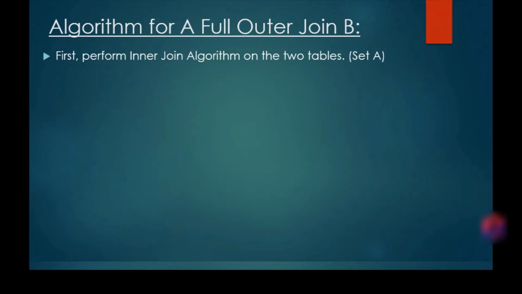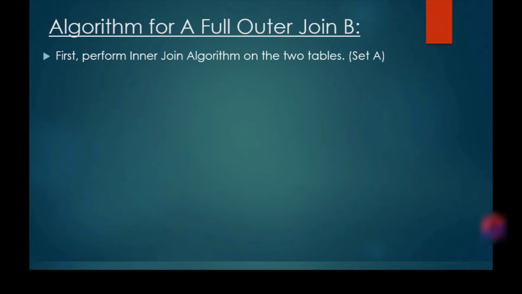But that's not all for full outer join. Full outer join is a combination of all the matching values that is being captured here in set A and all the non-matching values. Now if you remember, if we are joining two tables, tables A and B, there can be some values which are present in table A that do not have a match in table B, which is captured by the left outer join.